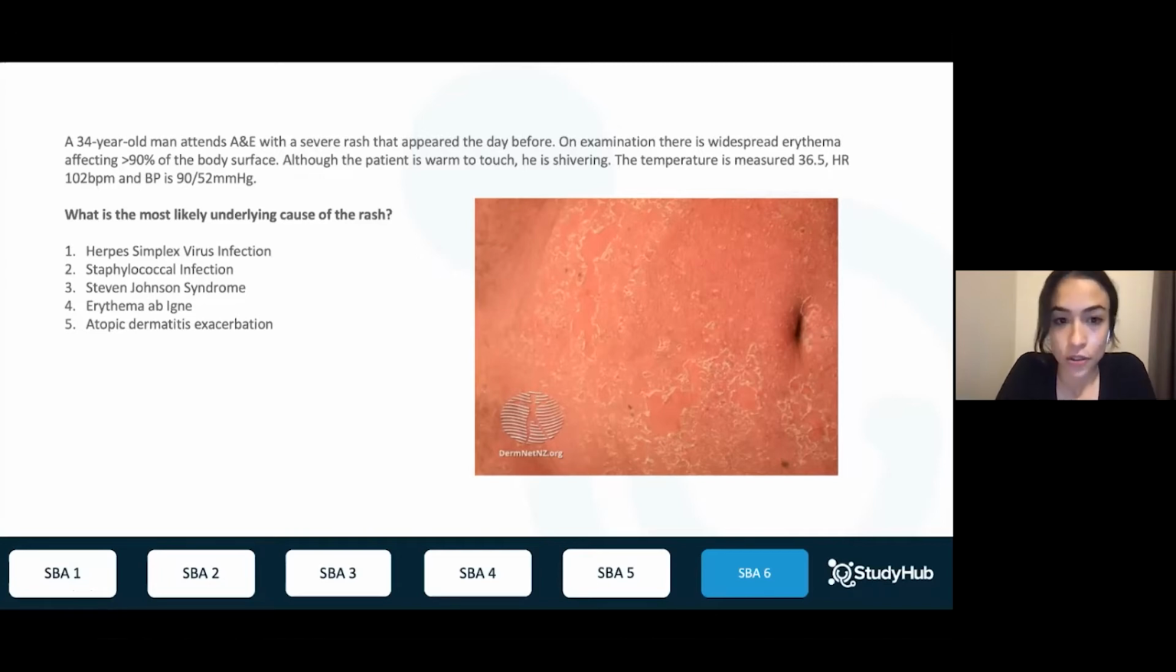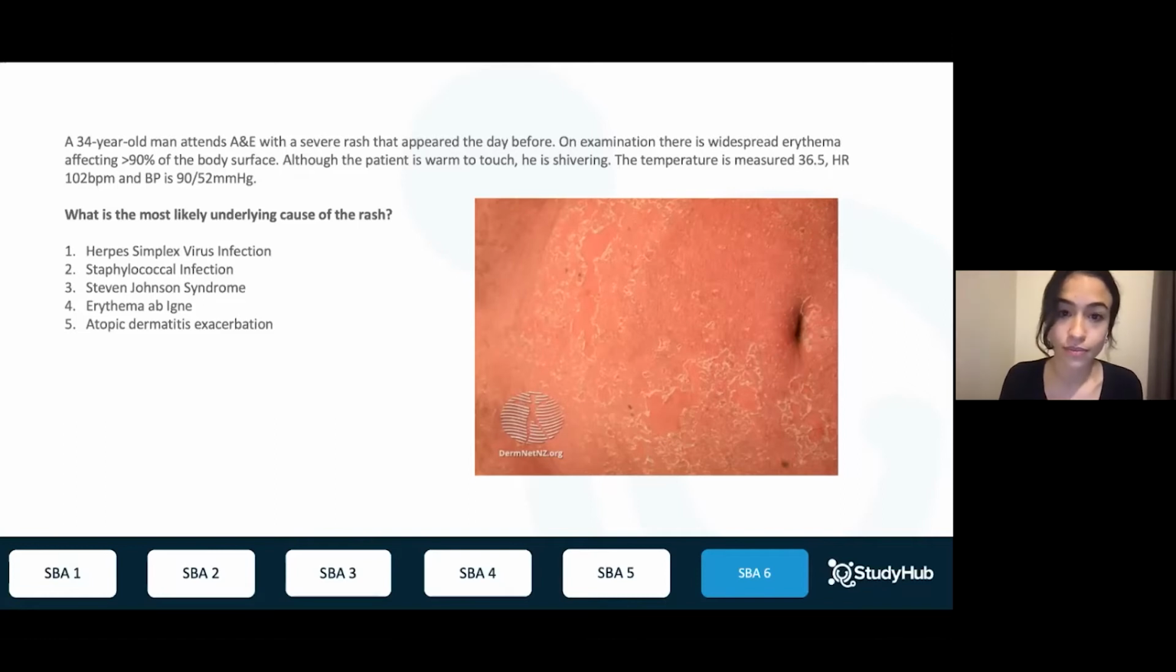In the meantime, let's go through the question in case no one's sure. So this is a severe rash. The patient has widespread erythema. As you can see in this picture, the skin is incredibly inflamed. It's very red and there's kind of just sloughing off of the skin. And this is widespread, more than 90% of the body, okay? Although the patient is warm to touch, they're shivering. These things are pointing to a condition.